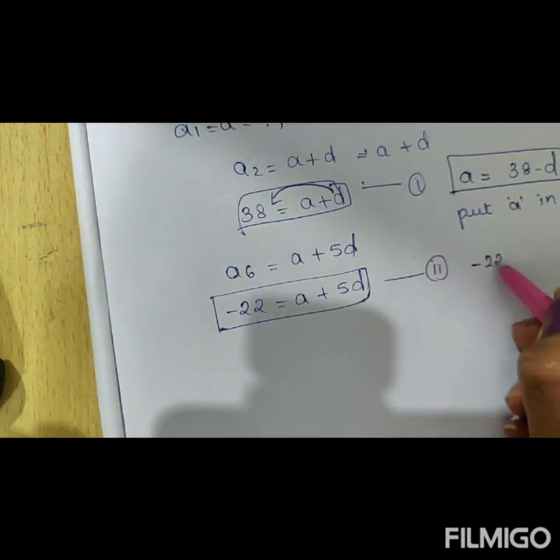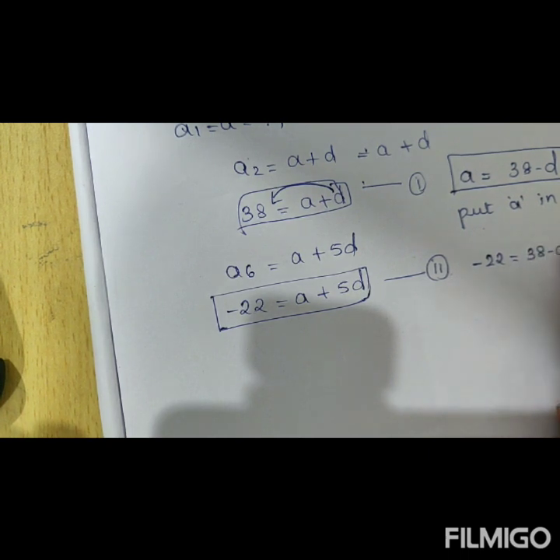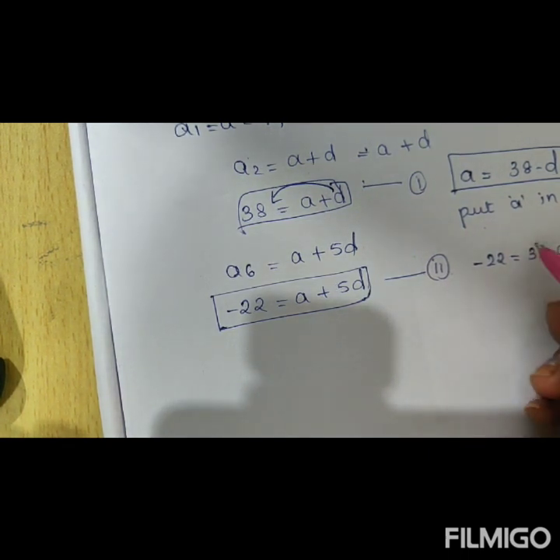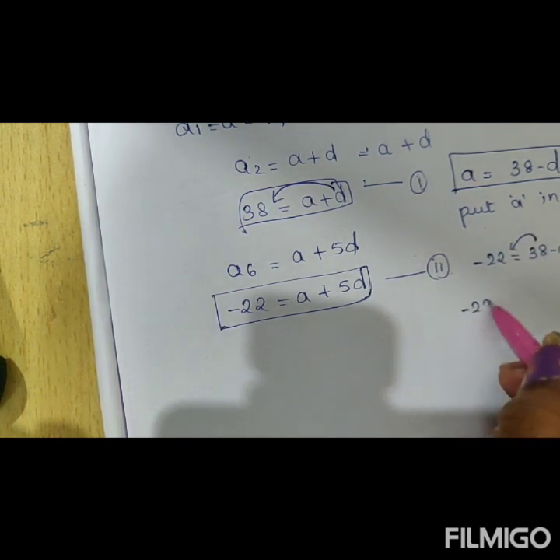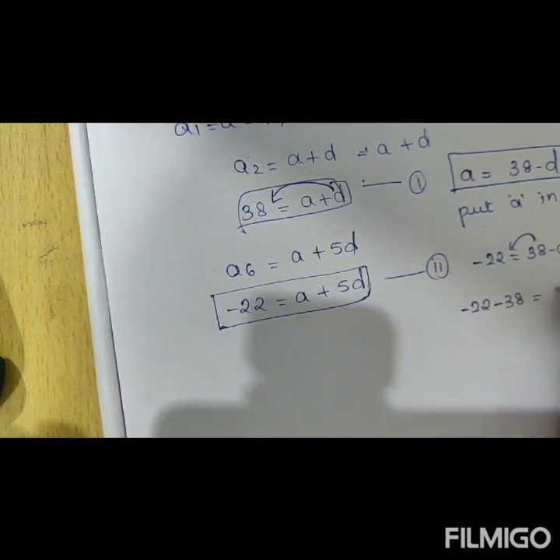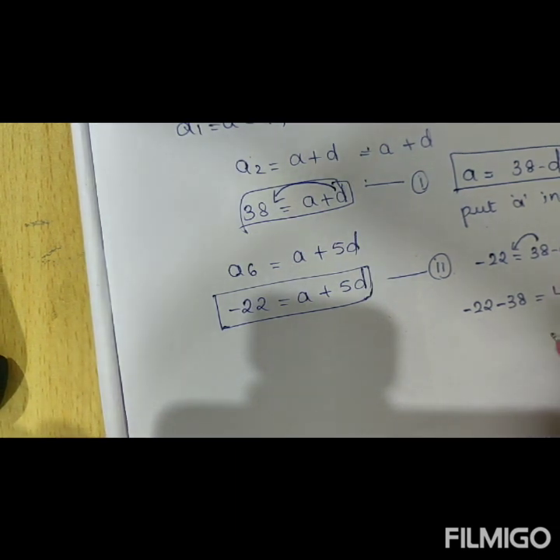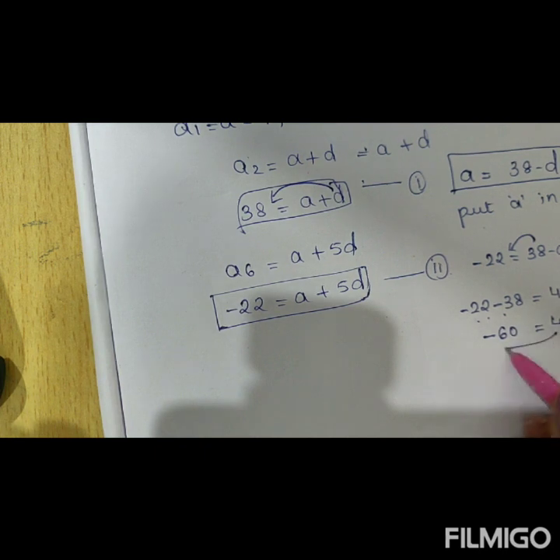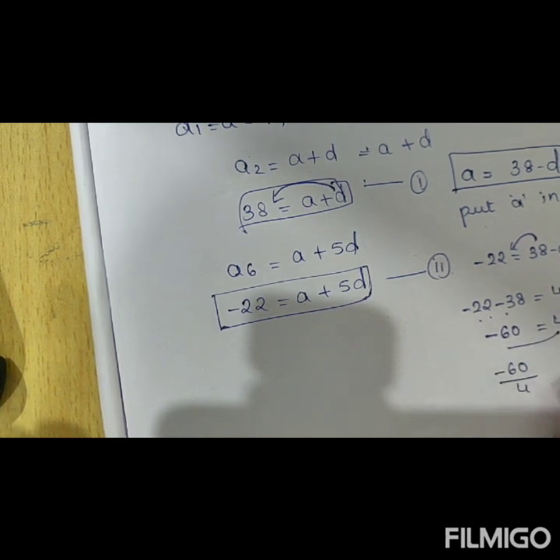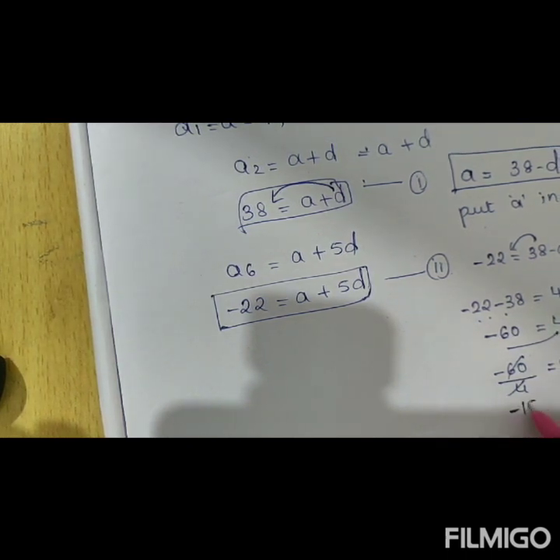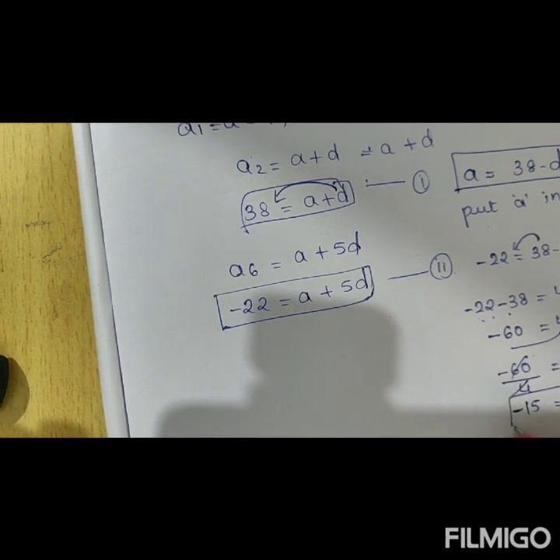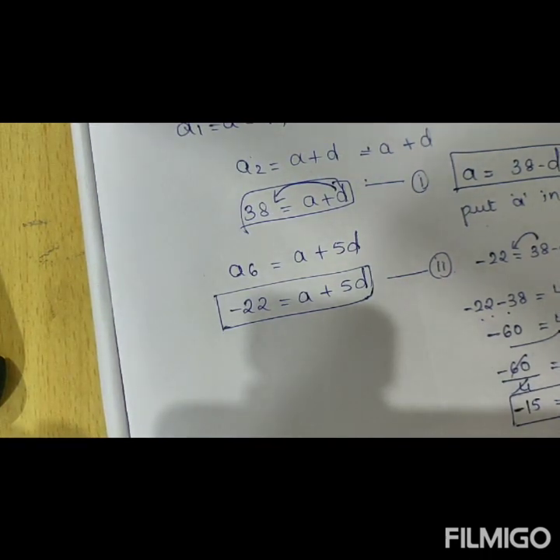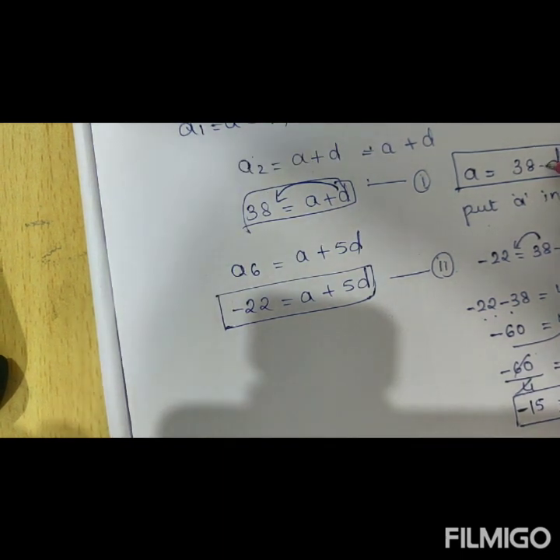So minus 22 is equal to 38 minus d plus 5d. 38 will come this side, so minus 22 minus 38 is equal to 4d. So the answer will be minus 22 minus 38 is minus 60, equal to 4d. 4 will come to the denominator. Minus 60 by 4 is equal to d. So 4 15s are 60, so d value will be minus 15. We have the value of d. So let's substitute this in equation 1.